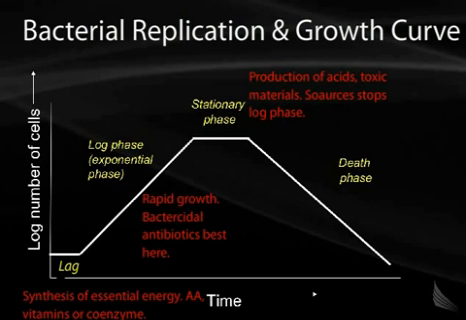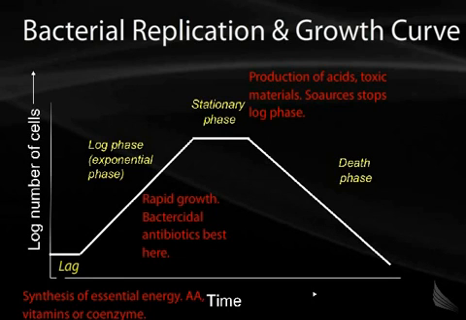Then you enter the log phase. The log phase is rapid, explosive, exponential growth, where there's tons of replication going on. This is where bactericidal antibiotics work best. If the world had an unlimited amount of resources, bacteria could quickly overcome everything and rule the world. But fortunately, things live in finite amounts, and bacteria often will then reach a stationary phase.